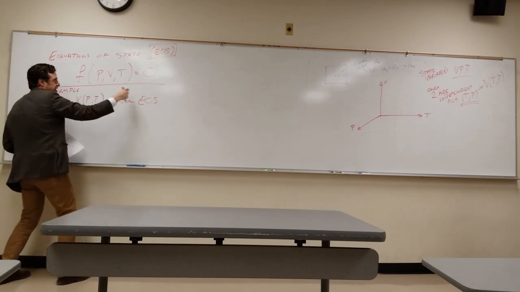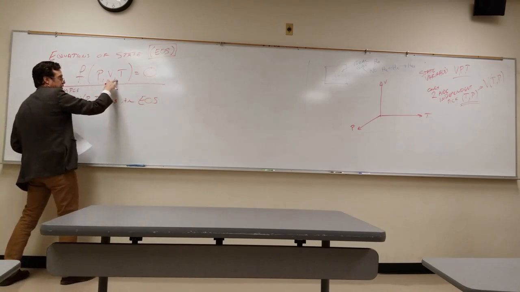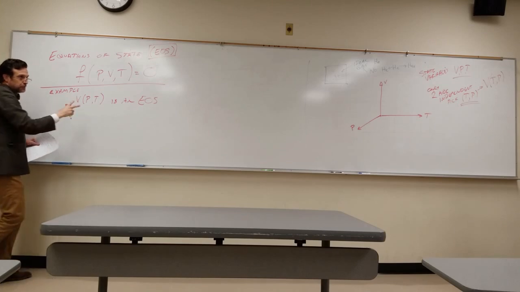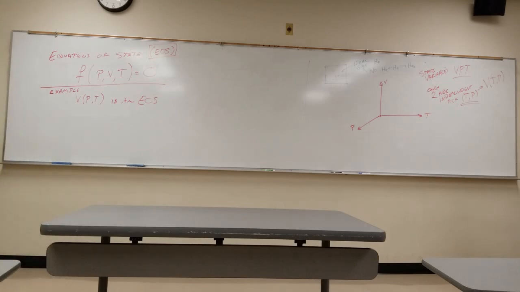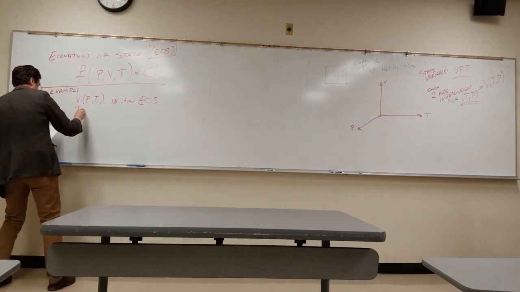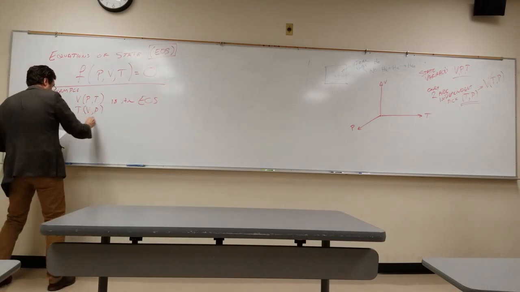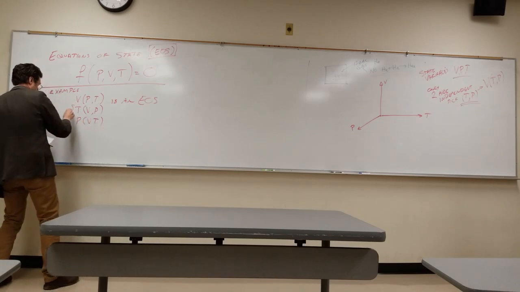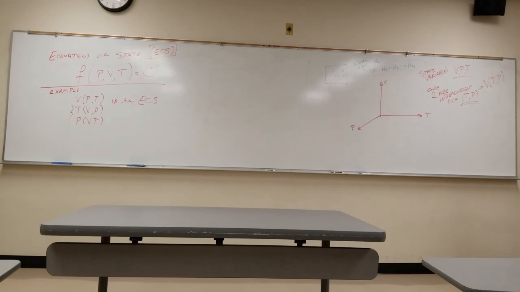And we can rearrange this so we get volume on one side, temperature and pressure on the other, which gives us volume as a function of temperature and pressure. So don't think there's something special about volume that makes it an equation of state. We could just as well write temperature as a function of volume and pressure, or pressure as a function of volume and temperature. This is what makes it an equation of state, the fact that we can put them all together on one side and have a 0 on the other side.